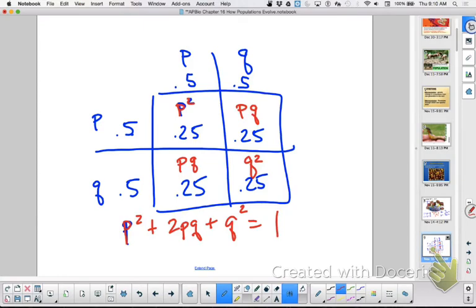Now, decide with your bio buddy which parts of that equation would display a dominant phenotype and which part of this equation would express a recessive phenotype. Discuss with your bio buddy.